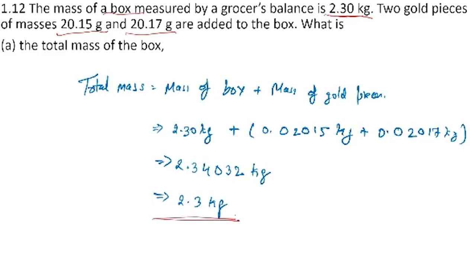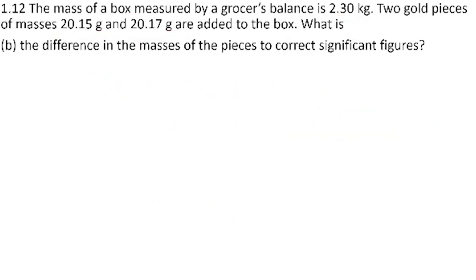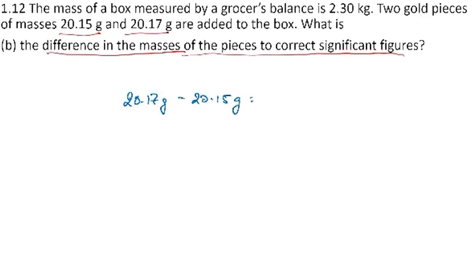Now moving towards the next question, we have the difference in the mass of the pieces to correct significant figures. So the difference between mass is more accurately represented in grams as 20.15 gram and 20.17 gram. So just having the difference of it would give us the value of the difference, that is equal to 0.02 gram, to the most accurate figure.